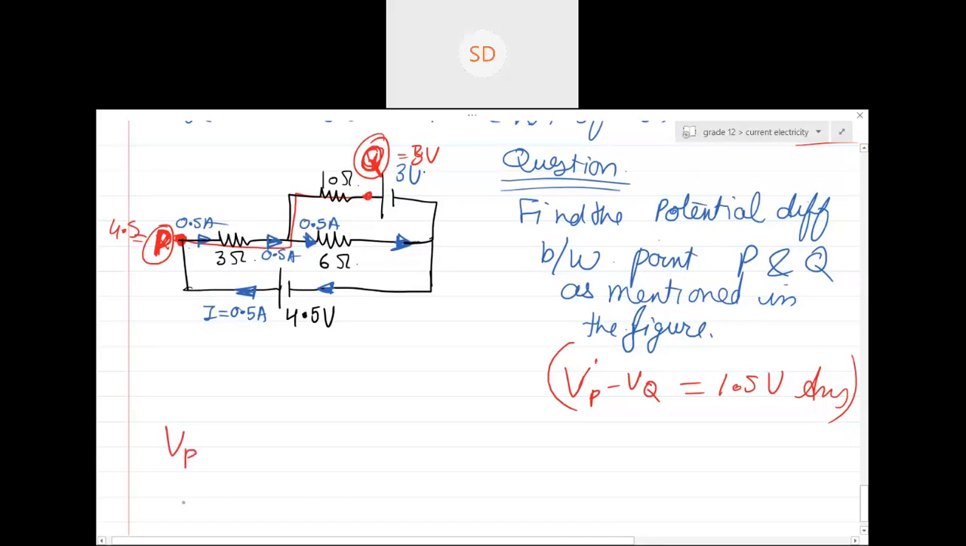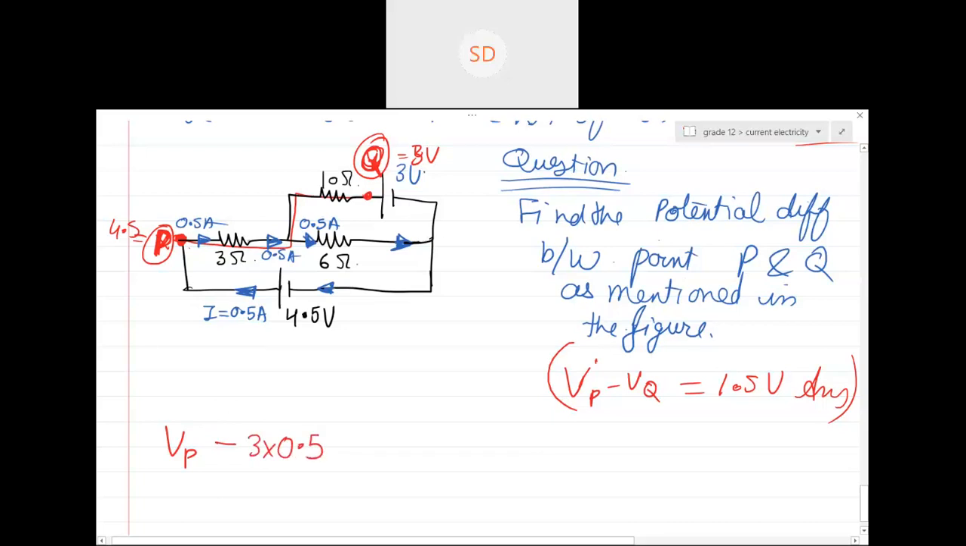So VP. Can you see? I started from point P with VP. Now, the first thing you encounter is the 3 ohm resistance, with 0.5 ampere. In the direction or in the opposite direction? In the direction. Plus or minus? Minus. Minus 3 into 0.5.